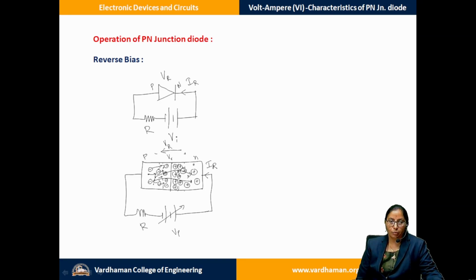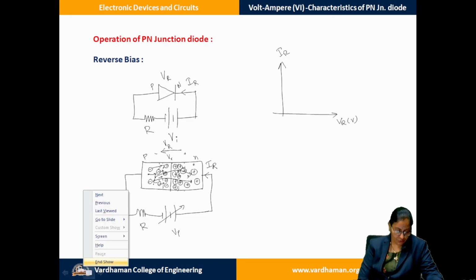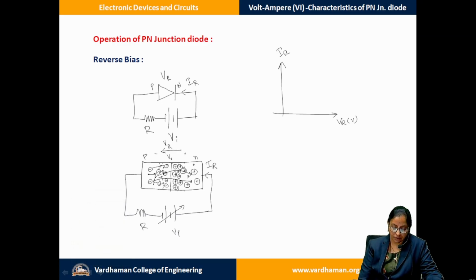So we are going to plot a reverse bias characteristics with the help of these two. Taking your VR, reverse voltage, on the x-axis and the reverse current on the y-axis. But here one point which we are trying to miss out is, in the previous case, whatever the polarity that we have connected, small minor change.